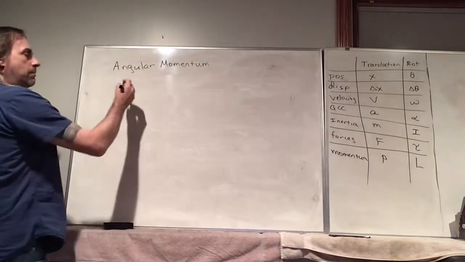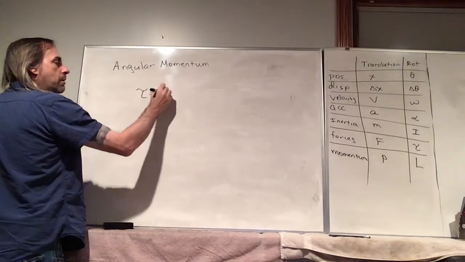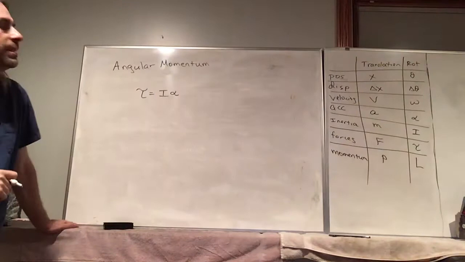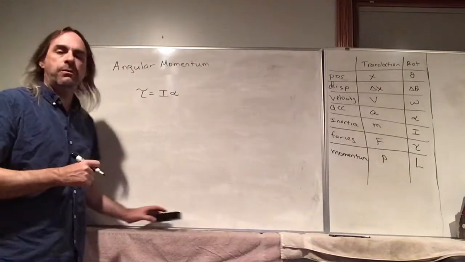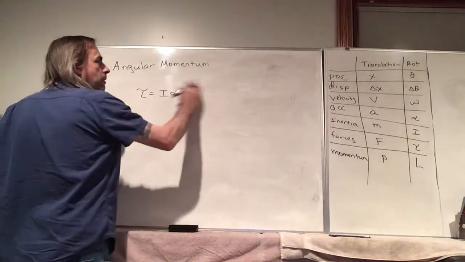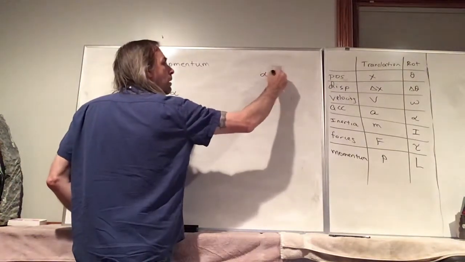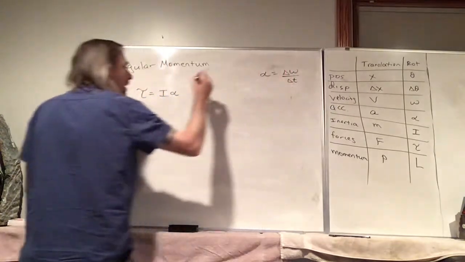And we're going to start with Newton's second law for rotations. We have torque is equal to I alpha. And for now, we're going to consider just a rigid object. And remember, alpha is the change in angular velocity over time.